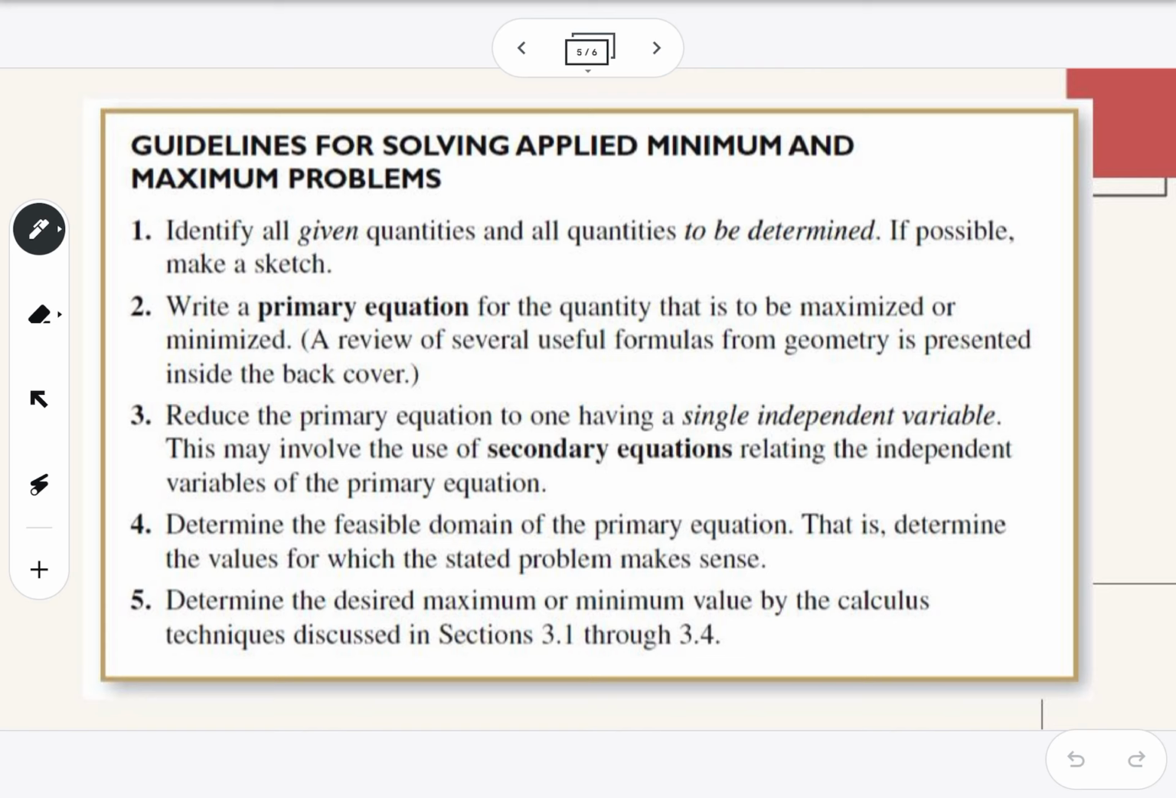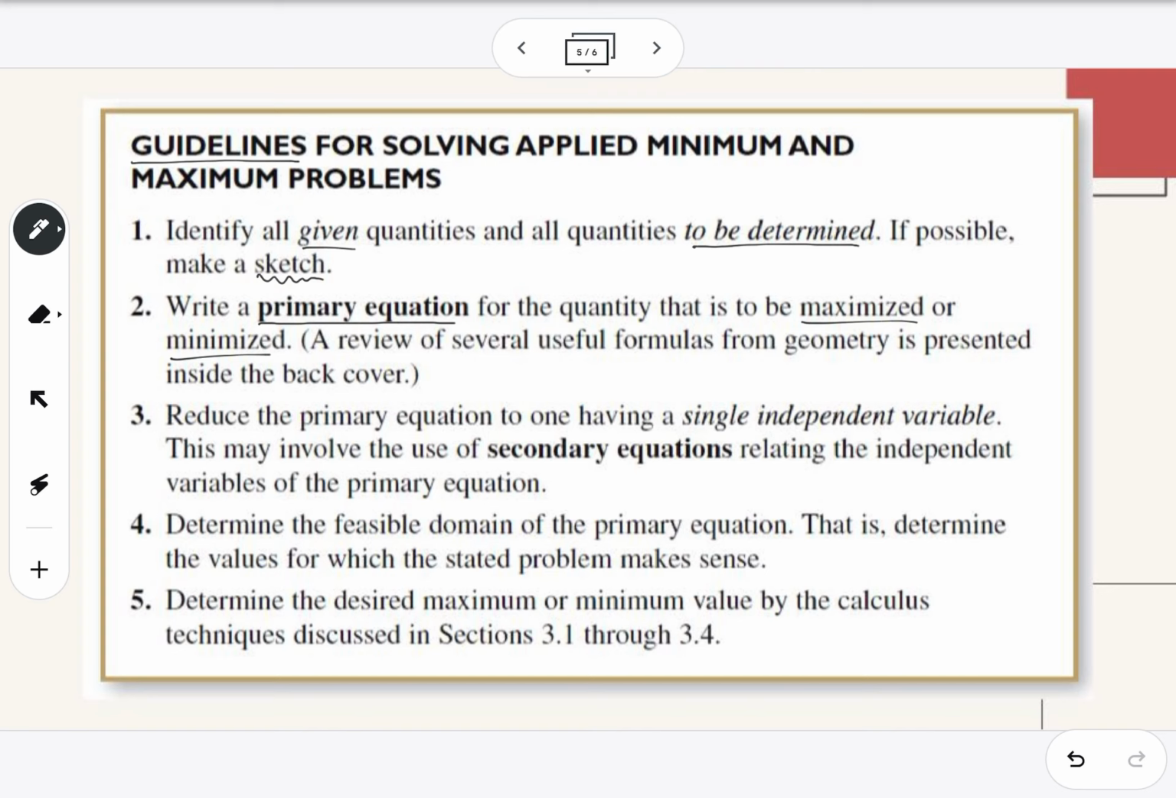So here are some guidelines. This section is in your textbook as well. This is kind of your step-by-step process here. So if you're doing an optimization problem, identify all given quantities and all quantities to be determined. Sometimes a sketch is really helpful. It's not necessary, but can be helpful, can just help you keep track of things. You're going to write your primary equation. This is a formula for the quantity that is to be maximized or minimized. If you need to, you can find some of these formulas in your textbook.